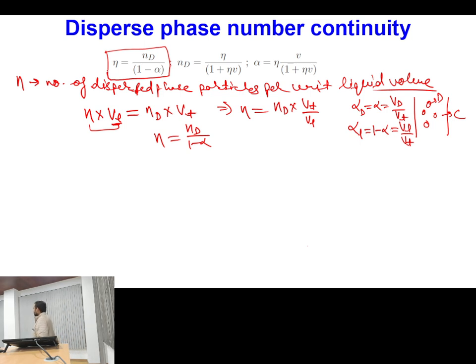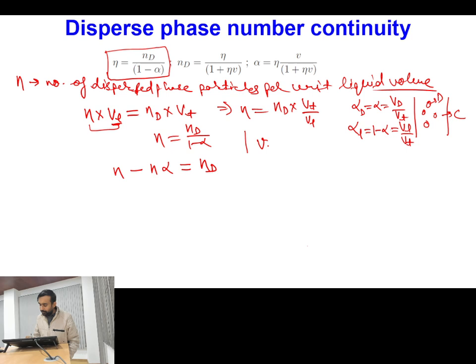Are all clear with this point? So instead of per unit total volume, if I use per unit liquid volume, then eta and eta d can be correlated using this definition. Okay, all clear with this idea? Now go to the second relation. From this first relation only, the second can also be estimated. So eta minus eta alpha will be equal to eta d. Is this point clear?